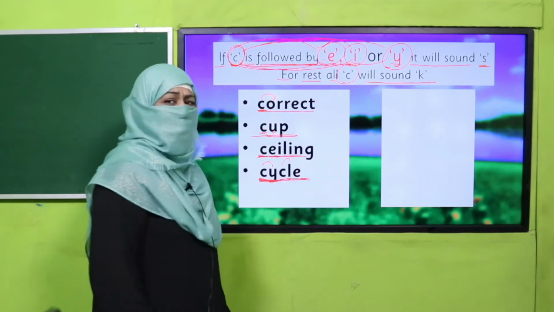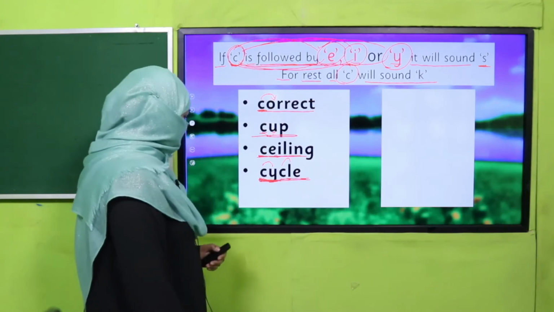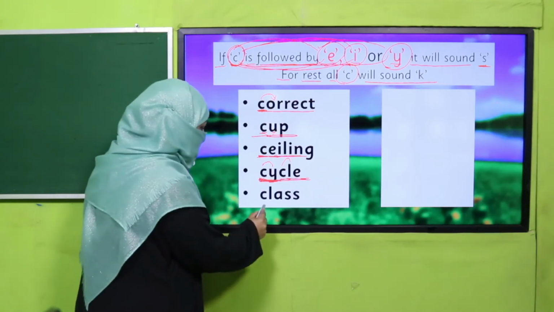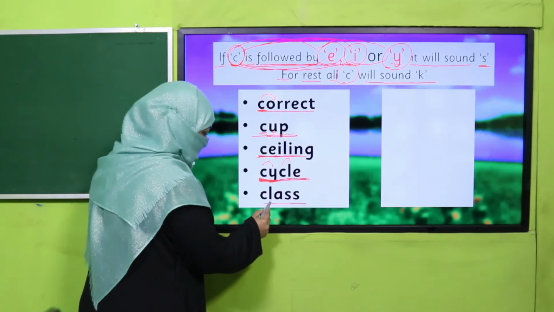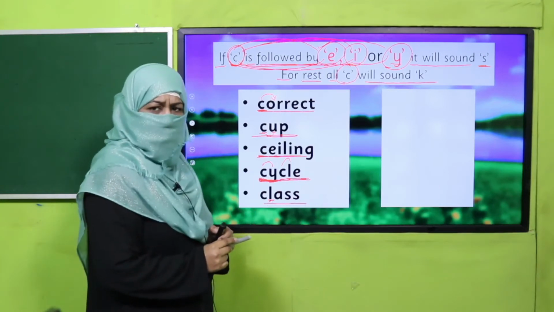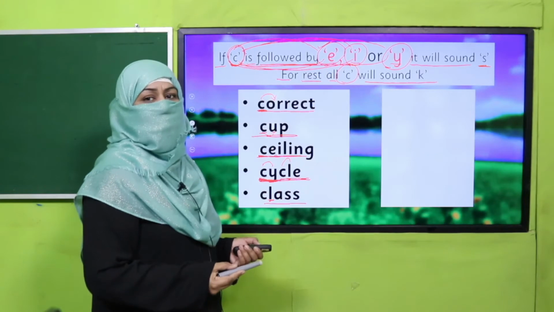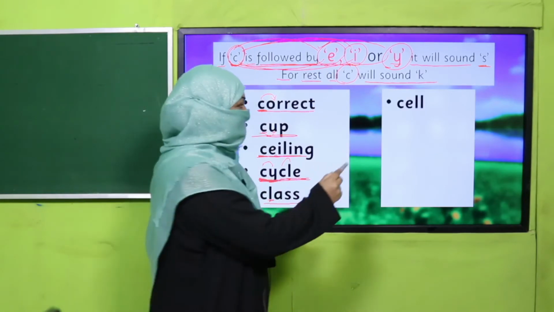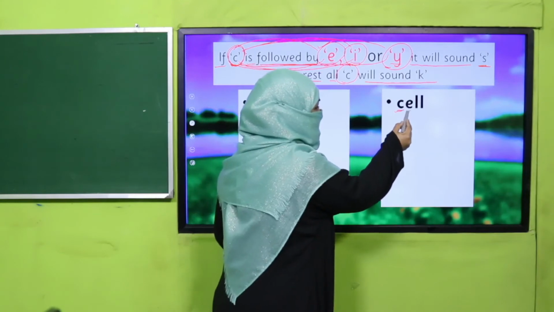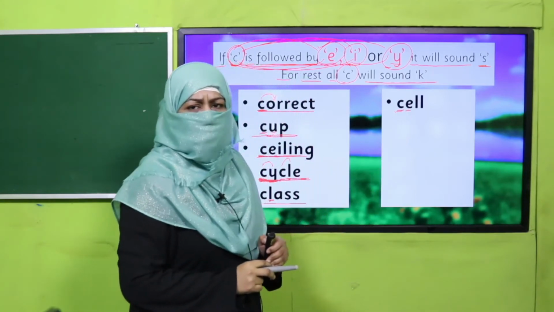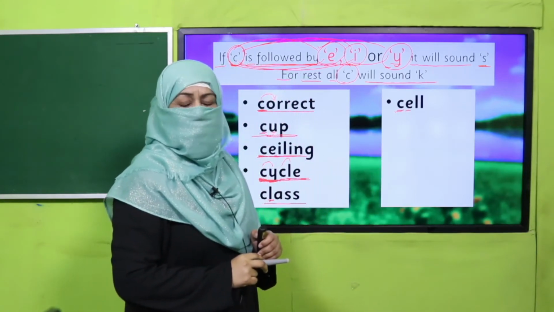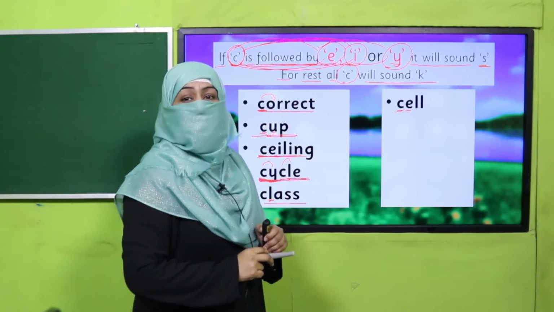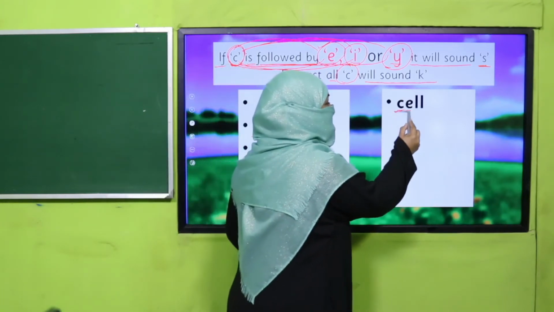Cycle. You understand? Okay, let's practice further. Class. Why? Because C is followed by L. It will be hard C, class. Yes, now you tell me. C is followed by E. Which sound will it give, hard or soft? Yes, soft. And what is soft sound of C? So how we'll read it? Cell.